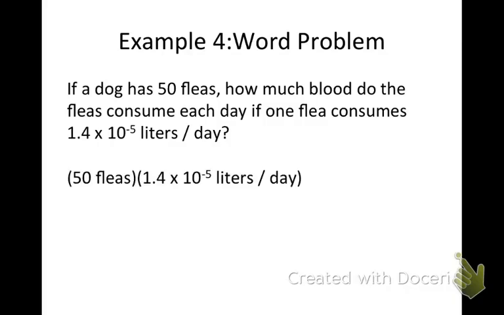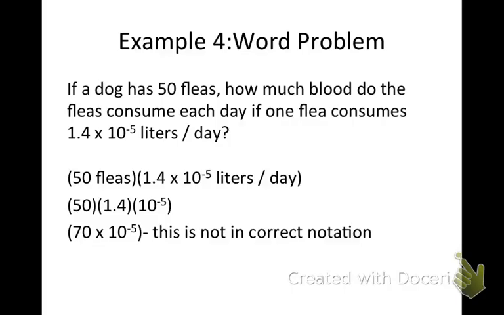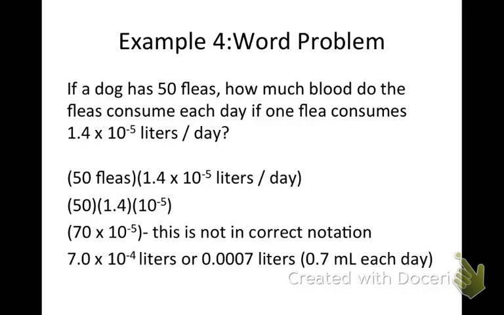I know we have 50 fleas. So I have to take all those fleas and multiply that times how much each one flea can consume each day. So if I multiply 50 times that, I'm going to do that in little steps. First I'm going to do 50 times 1.4. That gives me 70. And then I can just add on to the end my 10 to the negative 5. But is that in correct scientific notation? Gosh, no. So I need to move my decimal one place. So now I know 7.0 times 10 to the negative 4 liters.